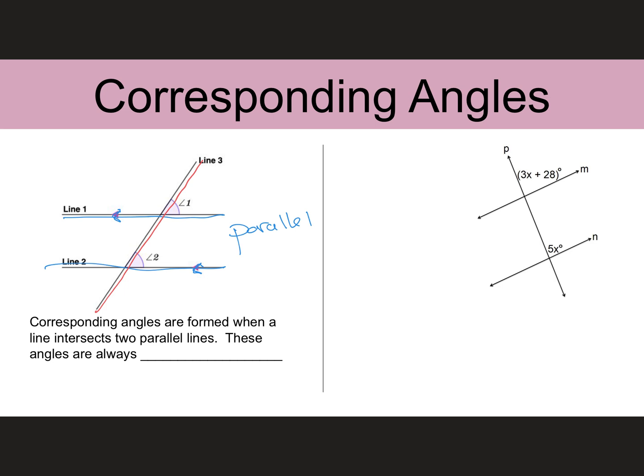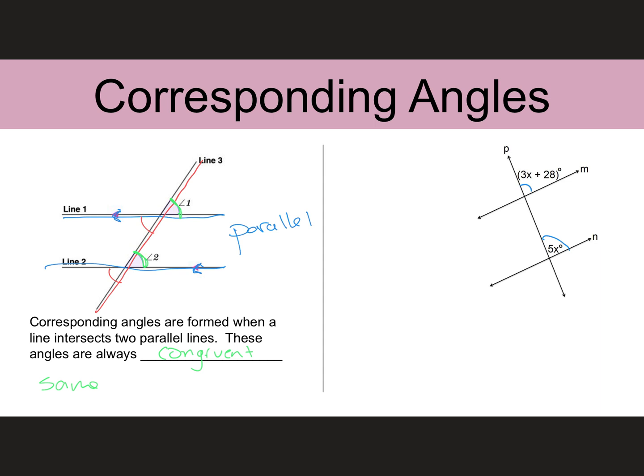Now, corresponding angles would be, for example, this one, angle 1, and angle 2. These angles are always also congruent, meaning the same. So if I know what angle 1 is, I can find out what angle 2 is. And there are many corresponding angles in this example. For example, this and this are corresponding. Those two would also be the same. So in terms of solving a problem, I can identify corresponding angles. Those two are going to be the same.